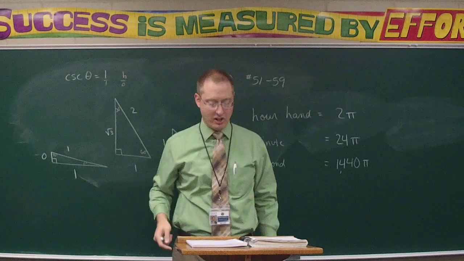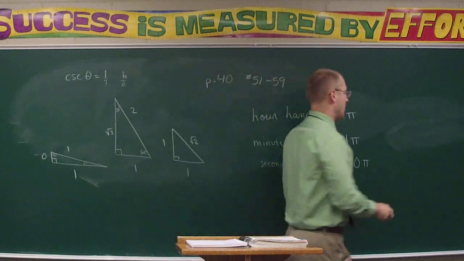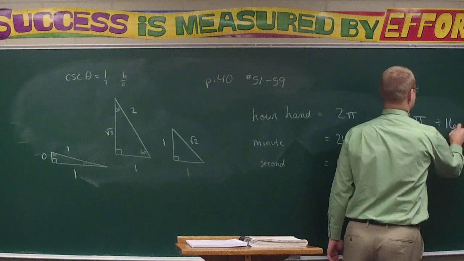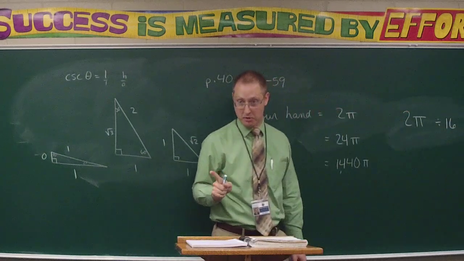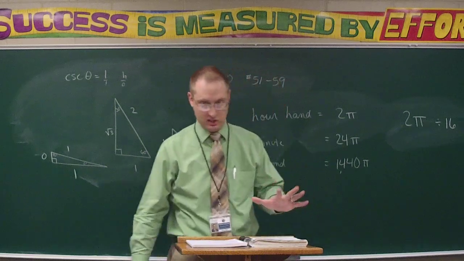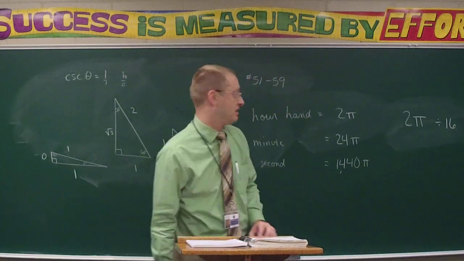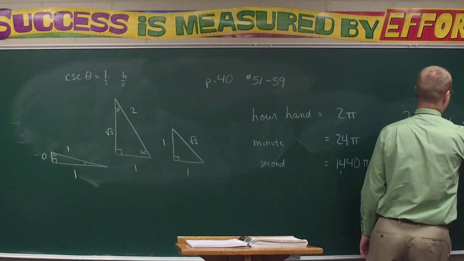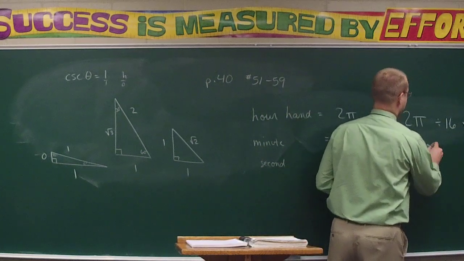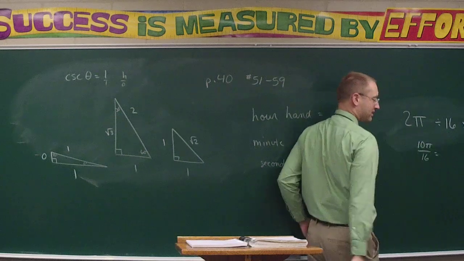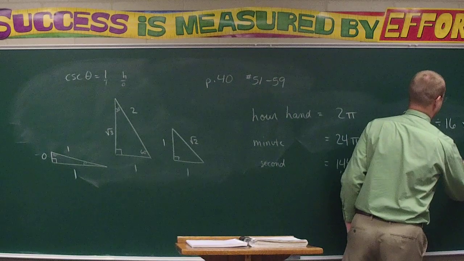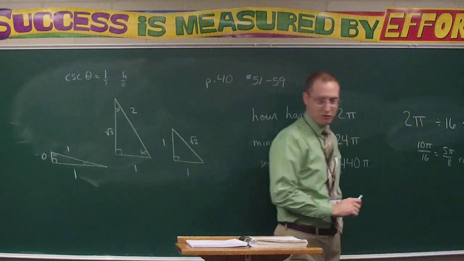2 pi. And it's chopped into 16 pieces. So if we divide it into 16 pieces, that gives us how big each piece is. But he doesn't eat 1 piece. The pizza lover eats 5 pieces. 10 pi over 16, which would reduce to 5 pi over 8. 5 pi over 8 radians of pizza.